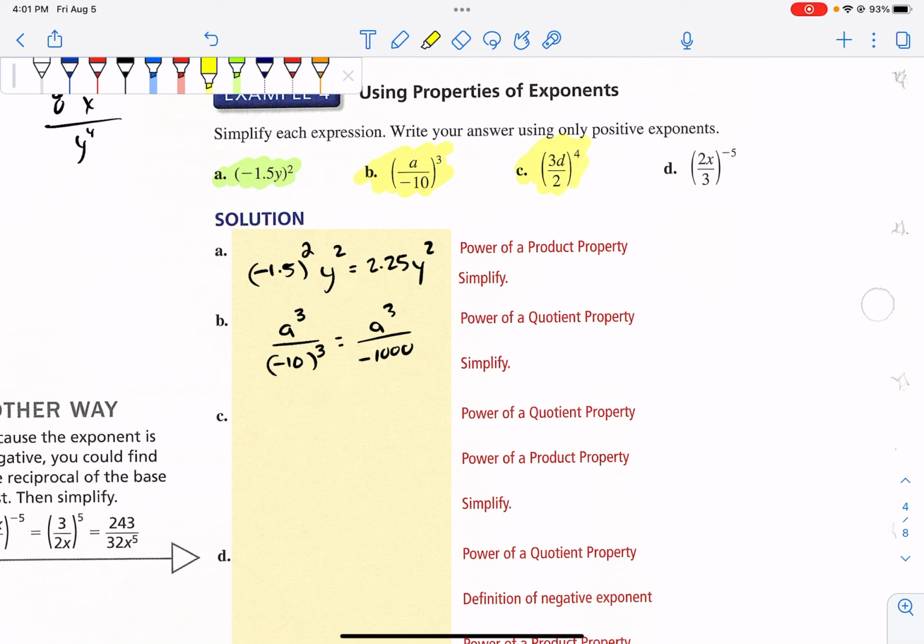3d divided by 2 raised to the 4th power. Well, the 3 gets the 4, the d gets the 4, and the 2 gets the 4. 3 to the 4th is 81. D to the 4th is d to the 4th, and 2 to the 4th power is, from earlier, I think we said that was 16, right? Something like that.